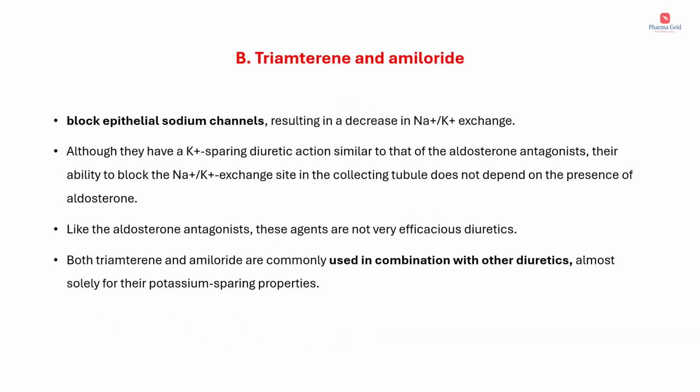Under potassium sparing diuretics, the next category is epithelial sodium channel blockers. Examples include triamterene and amiloride. These drugs result in a decrease in sodium and potassium exchange. Although they have a potassium sparing diuretic action similar to that of the aldosterone antagonists, their ability to block the Na+/K+ exchange site in the collecting tubule does not depend on the presence of aldosterone. Like the aldosterone antagonists, these agents are not very efficacious diuretics. Both triamterene and amiloride are commonly used in combination with other diuretics, almost solely for their potassium sparing properties.